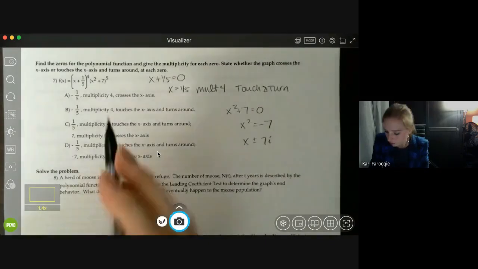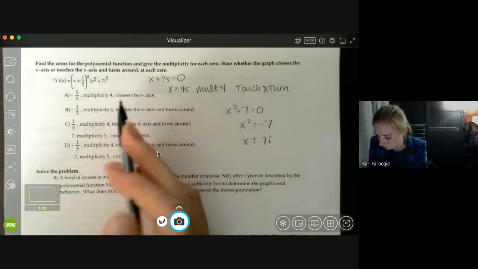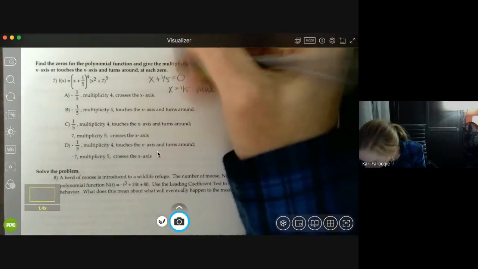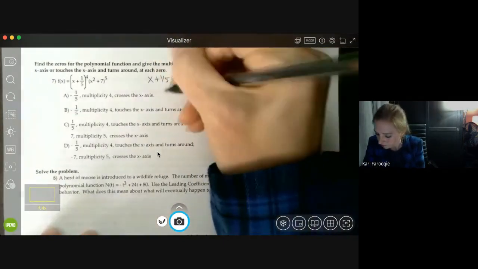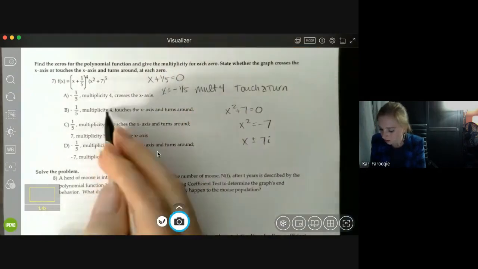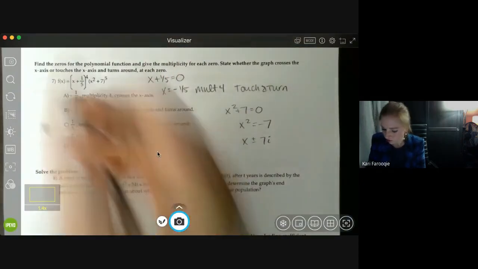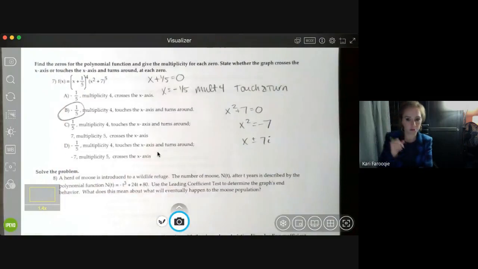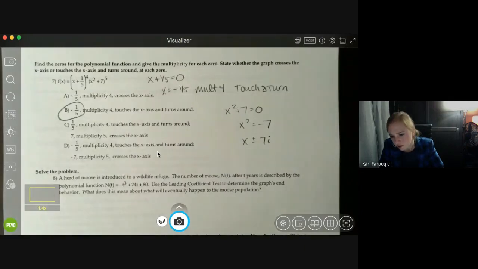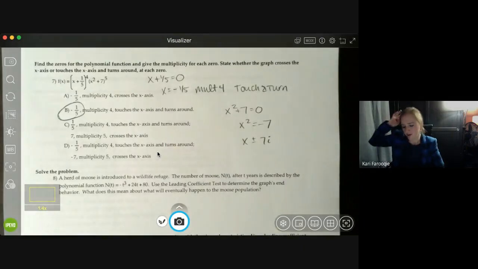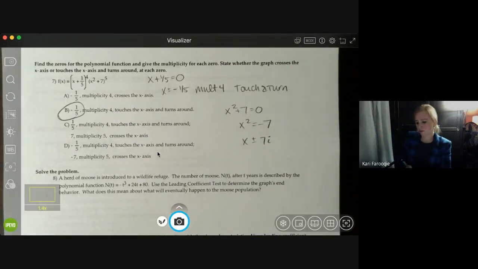So you're looking for the 0 of, oh, did I say my negative sign must have gotten lost here, unless I just didn't say it at all. Yikes. Negative 1/5, multiplicity 4, touches and turns around. Oh, sorry, Ben. Yeah, he was asking, why isn't x equal to negative 1/5? I don't know. It is equal to negative 1/5. Sorry.